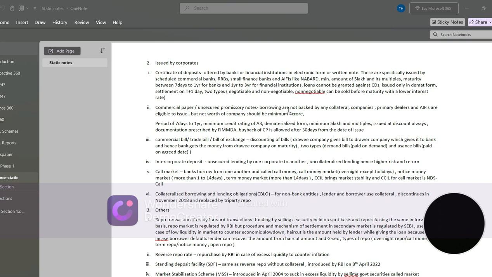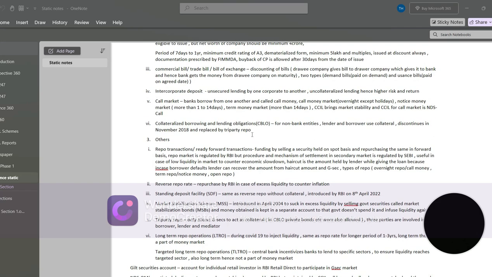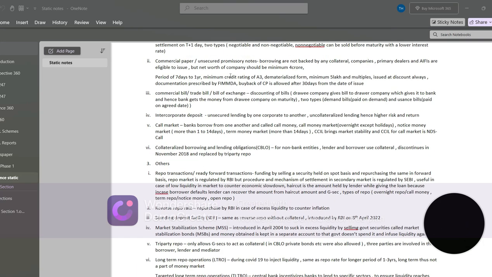And these are also in demat form and minimum of 5 lakh should be there and its multiples. And these are also issued at discount. That is all. Okay. And also buyback of commercial paper is allowed after 30 days from the date of issue. That is all.